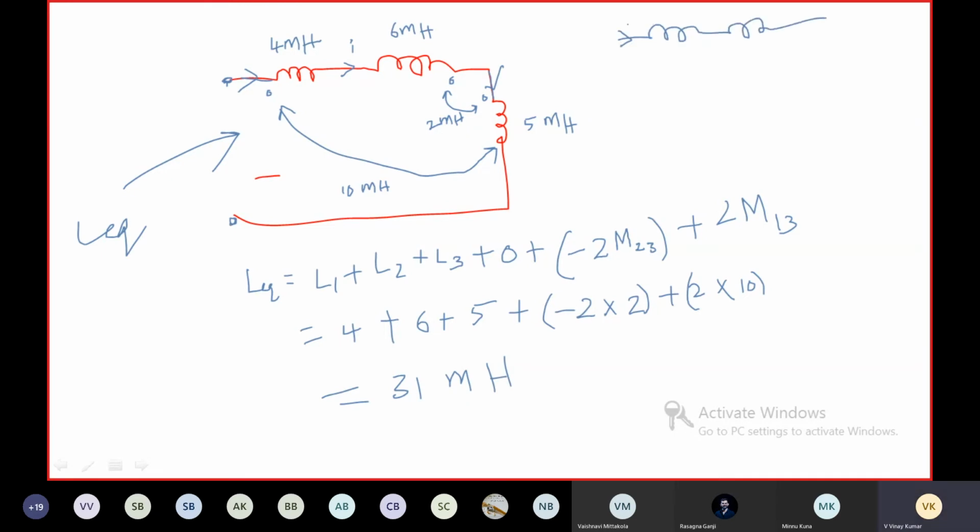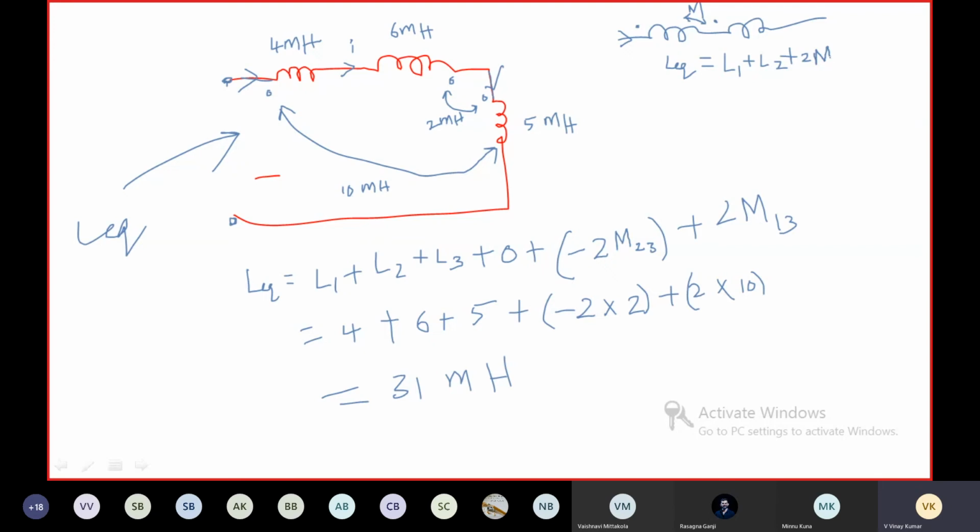If you have two coils like this, with the dot placed here and the dot placed here, these two coils are aiding each other. This connection is called a series aiding connection. Then L equivalent is equal to what? L equivalent is equal to L1 plus L2 plus 2M, if M is the mutual inductance between these two coils.